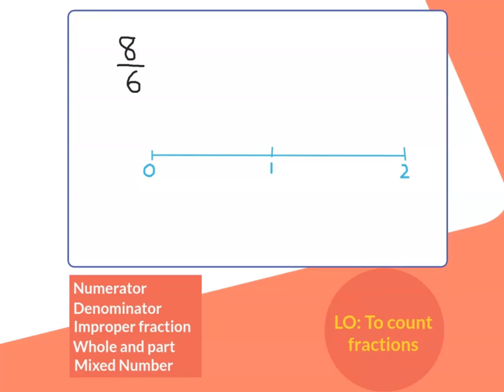Anyway, 8/6. Where would you place that on the number line below? Pause the video now and have another go at home, and then press play to find out how well you did. Again, focusing on that denominator, we know that each whole number, each whole part, will be split into 6 equal parts. We know that's an improper fraction because 8 is more than 6. So it's got to be in this part of the number line. So I've split between 1 and 2 into 6 equal parts.